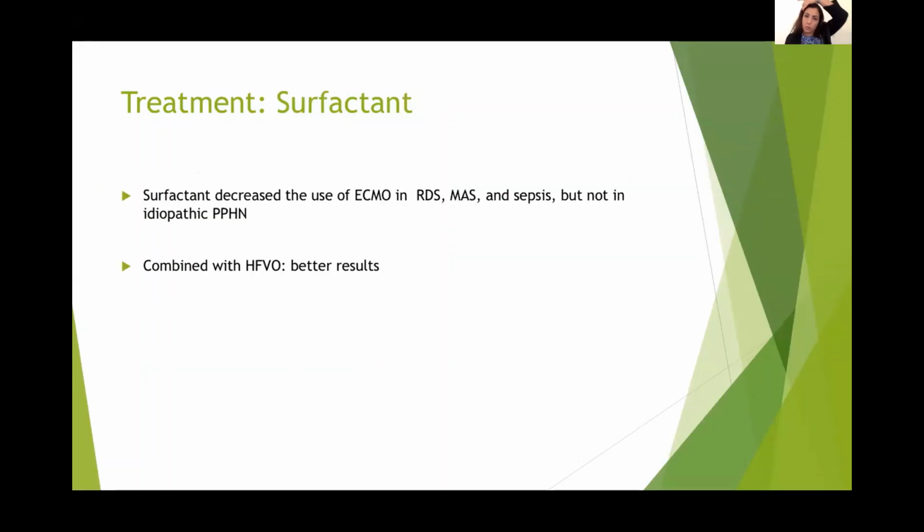Another treatment that might be useful, depending on the etiology, is surfactant. But actually, surfactant was proven to decrease the use of ECMO only in some causes like RDS, meconium aspiration, and sepsis, but it was not proven in idiopathic PPHN. Combined with high frequency, we are also reaching much better results as we are able to recruit the lungs.